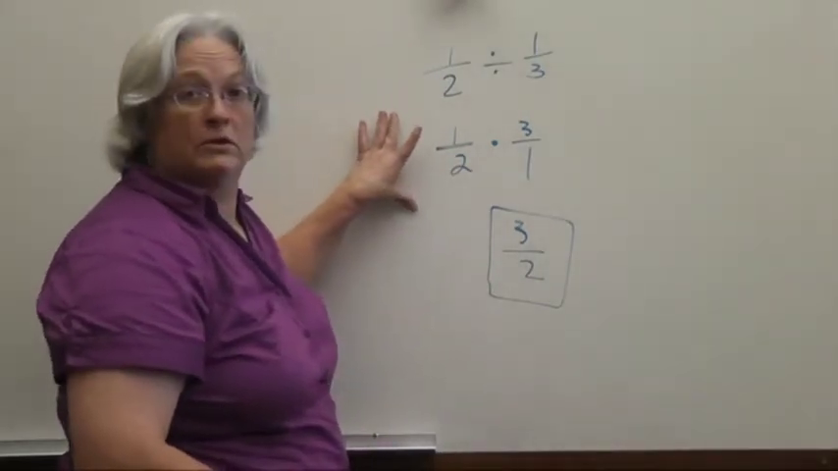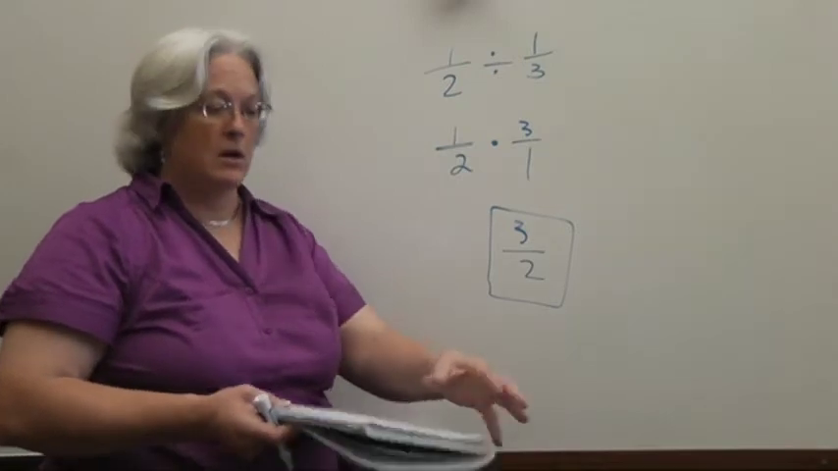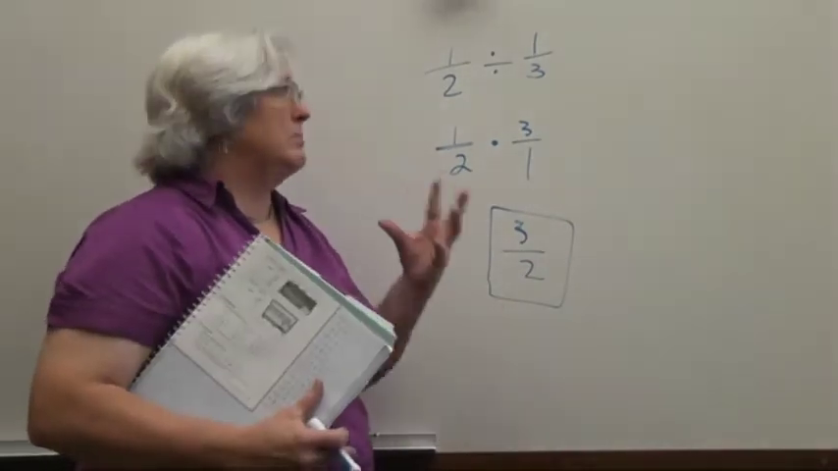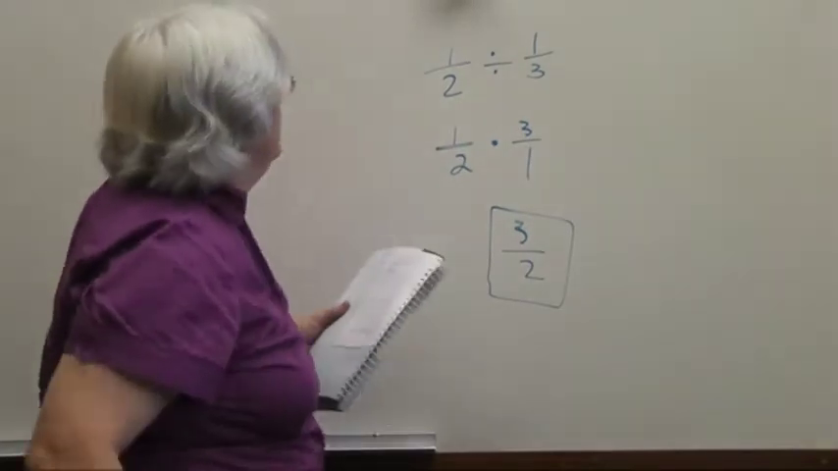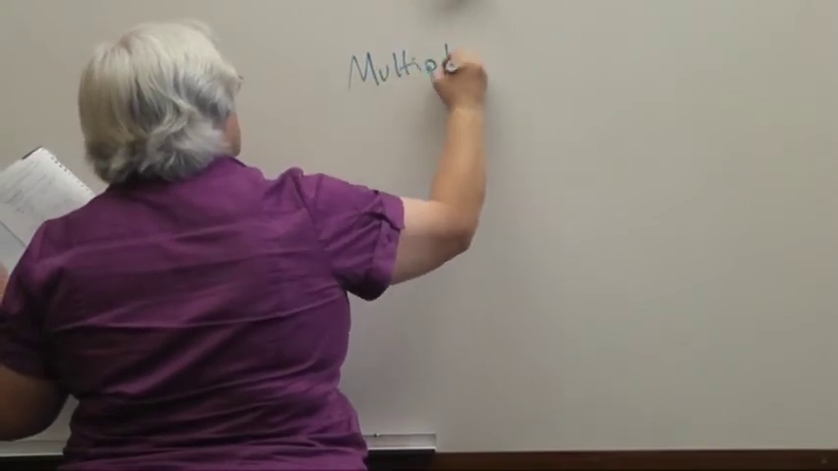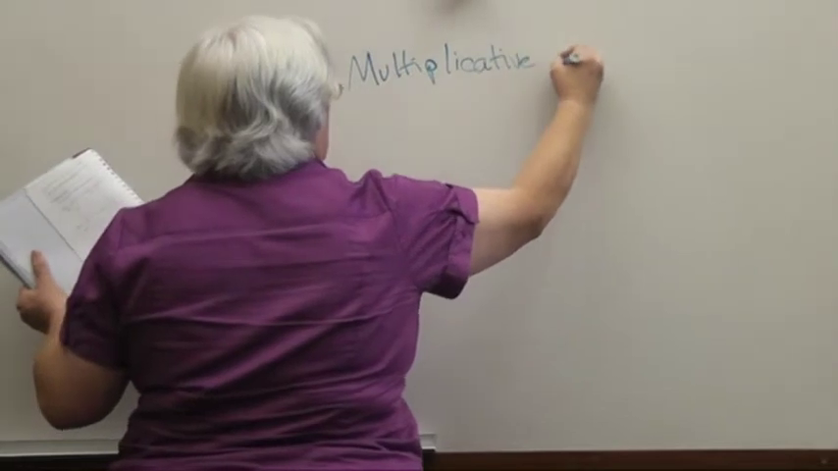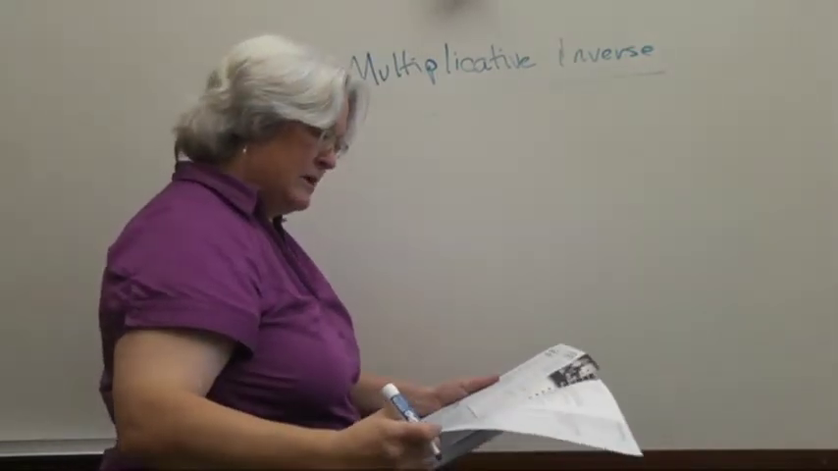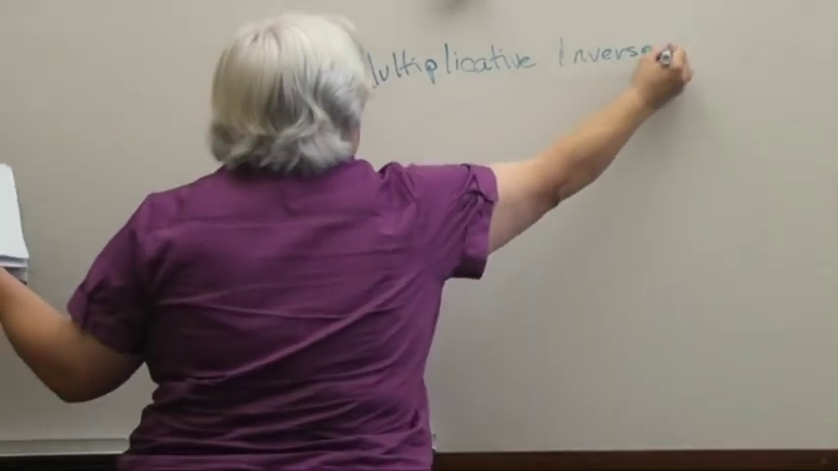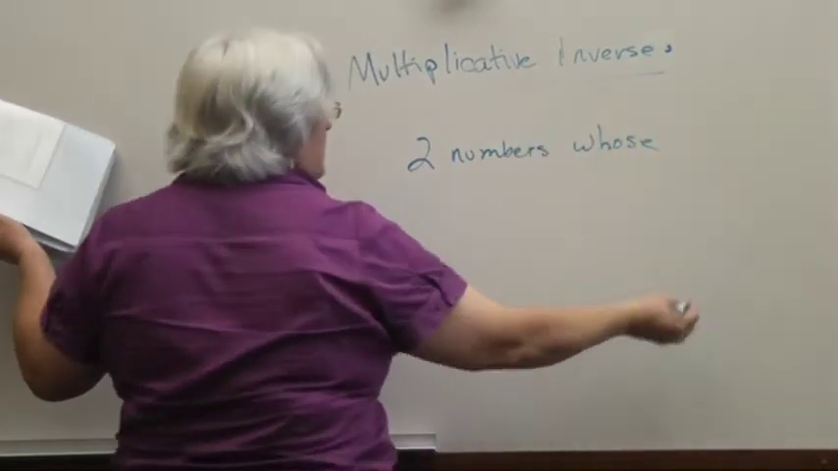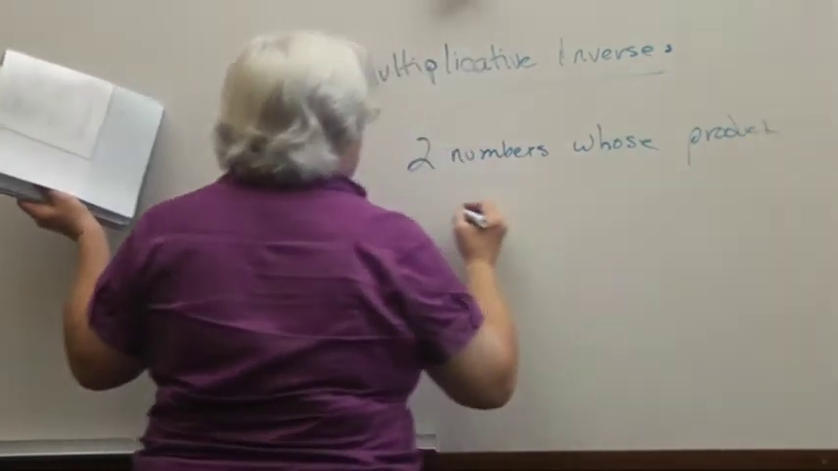But you also are going to want to get a little more vocabulary here. We talk about multiplicative inverses. What's a multiplicative inverse? You'll need to make sure that you have this vocabulary under your belt so that you can tell me what a multiplicative inverse is. The definition that I'm looking for is on the bottom of page 57. Multiplicative inverses are two numbers whose product is equal to 0.